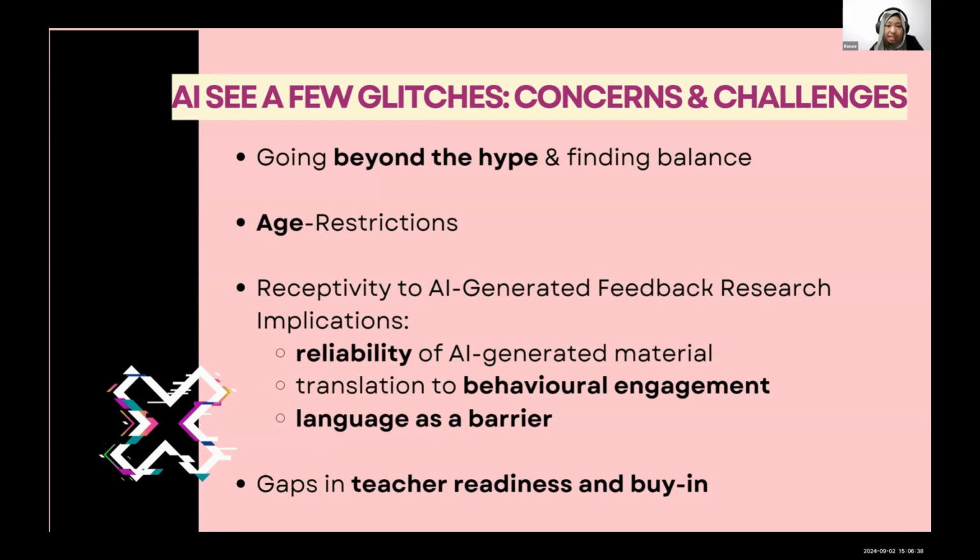And even if you have very reliable feedback, really quality feedback, it doesn't necessarily translate to students doing anything about the feedback. So the translation to behavioral engagement is something that I'm concerned about. Apart from that, there's also the problem with language being a barrier. I teach a lower progress class this year, and that is really a problem that I have, because even if they receive the AI feedback and they're happy to receive it, they may not know how to decipher what AI is talking about.